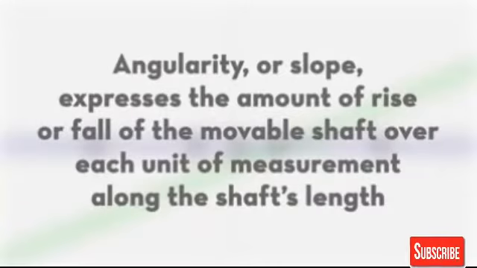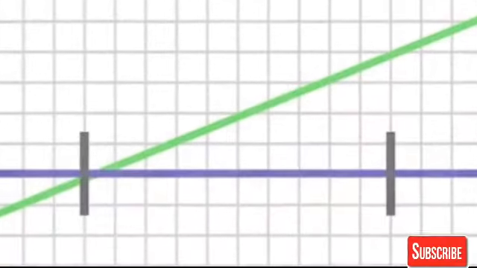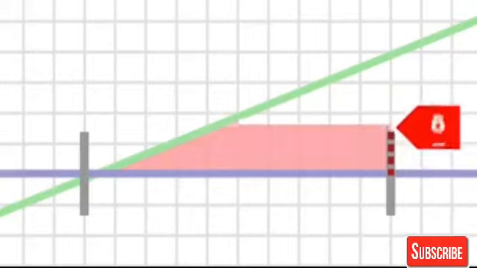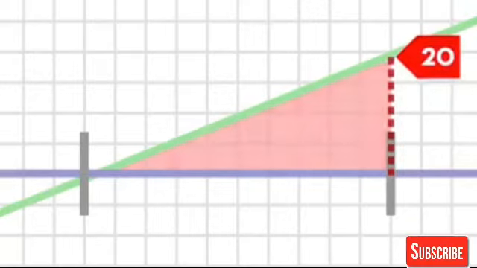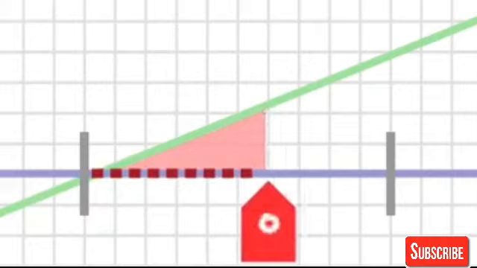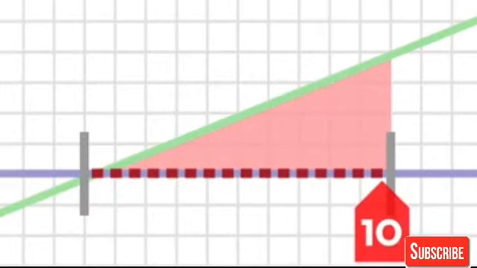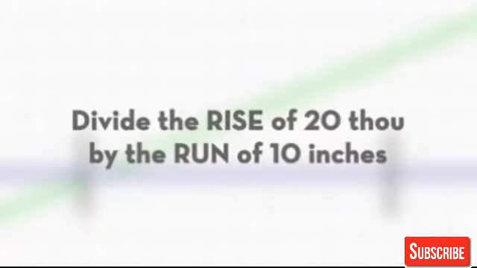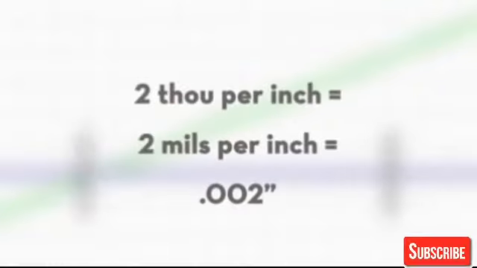expresses the amount of rise or fall of the movable shaft over each unit of measurement along the shaft's length. Angularity is expressed as thousandths per inch. From the graph, we can see that the shaft rises 20 thou between the front and back feet of the motor. The distance between the front and back feet of the motor is 10 blocks across, or 10 inches. Divide the rise of 20 thou by the run of 10 inches to get the angularity, which is 2 thou per inch.